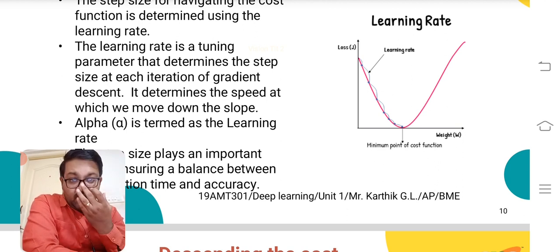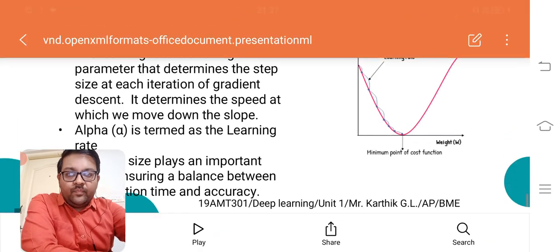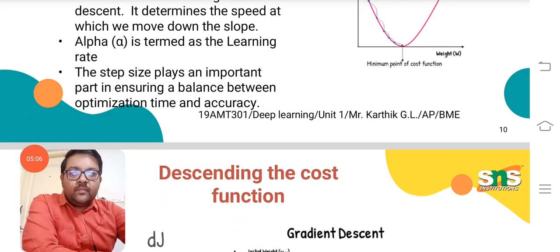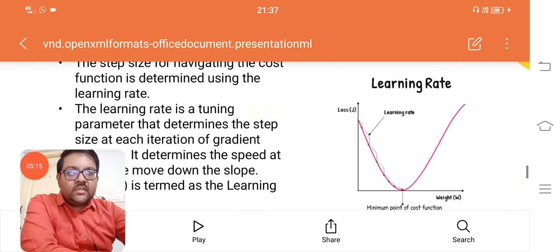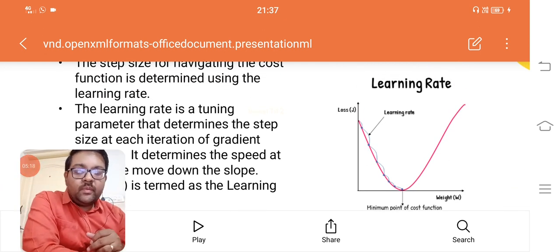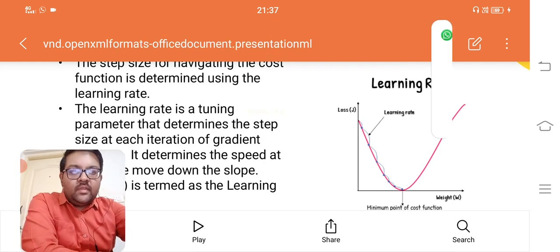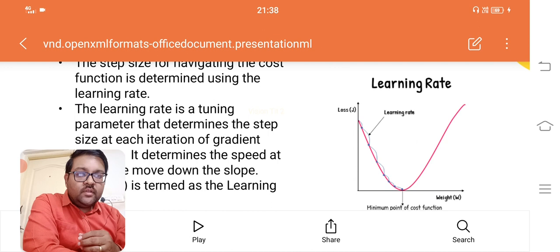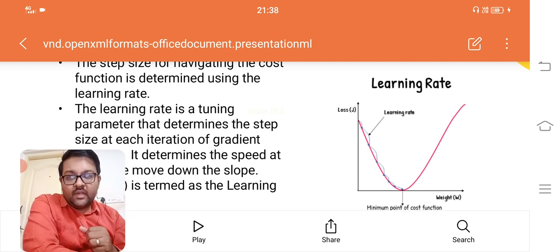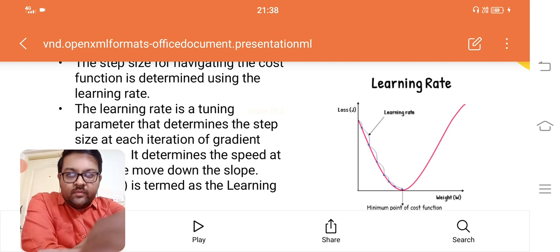You might have heard about the learning rate in the perceptron. The step size plays an important part in ensuring a balance between optimization time and accuracy. You can see in this graph of loss versus weight, we are finding the lowest point, which has the minimum cost function. So what is the speed at which the network finds this lowest point? That speed is called the learning rate. We will discuss this further.